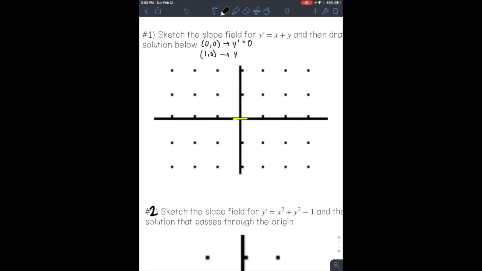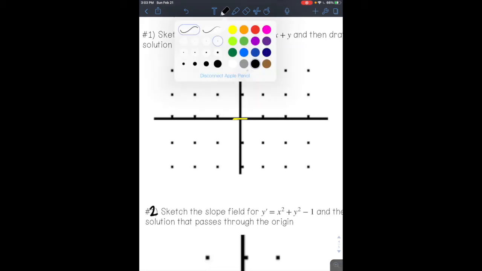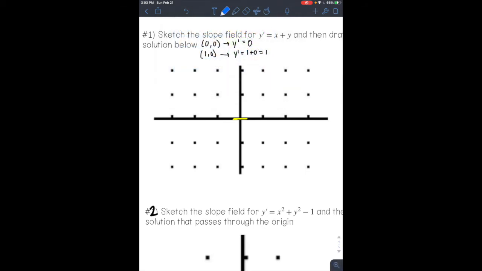Okay, now if I do the point 1, 0, right, y prime equals 1 plus 0, so that's just equal to 1. So when I go to graph that piece, I'll graph it in blue, right, slope of 1, you just want to do your best to draw a slope of 1.